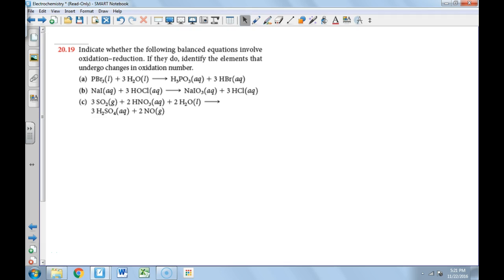Hey everybody, just wanted to spend a little bit of time going over Brown, LeMay, Bursten, Chemistry: The Central Science, question number 20.19. Here it says which of the following is an oxidation-reduction reaction, and then it says just identify the elements that are undergoing changes in oxidation number or oxidation state. So we can do that.